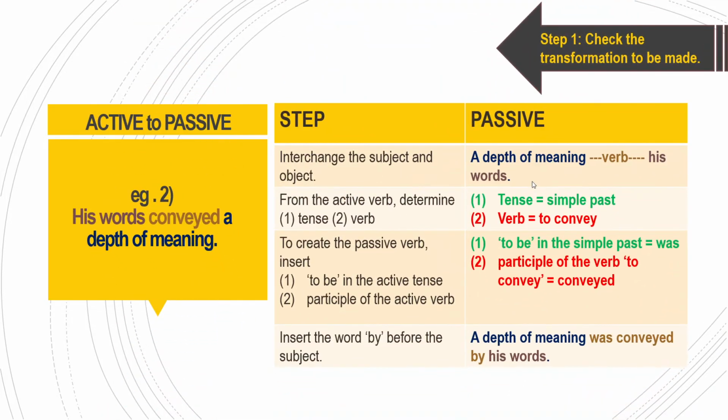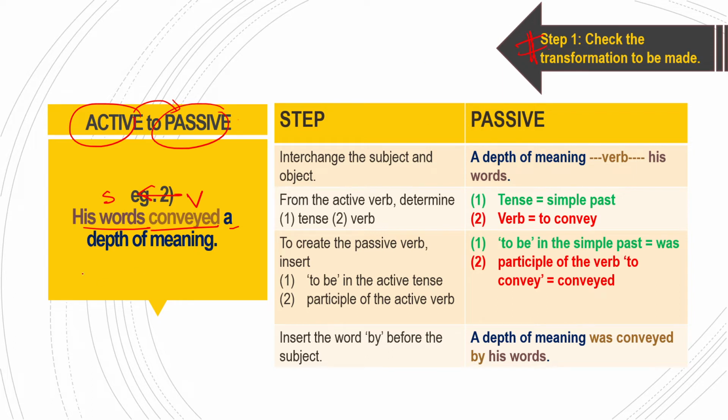Let's look at another example. His words conveyed a depth of meaning. Again, check. Conveyed is the verb. What is doing the action? What is conveying his words? So that's the subject, before the verb. This is an active sentence. You're changing it into passive. This is the first step that you need to do always.